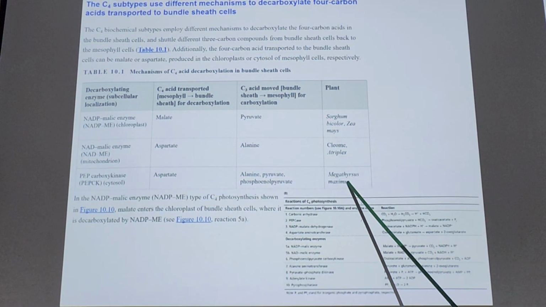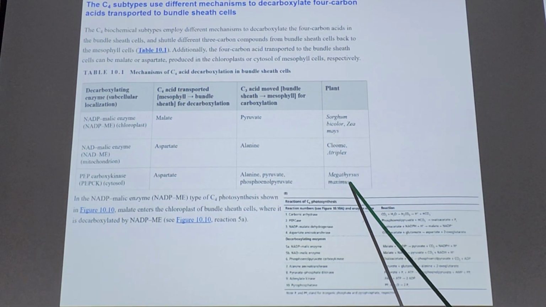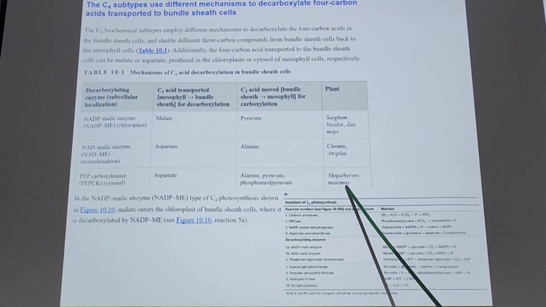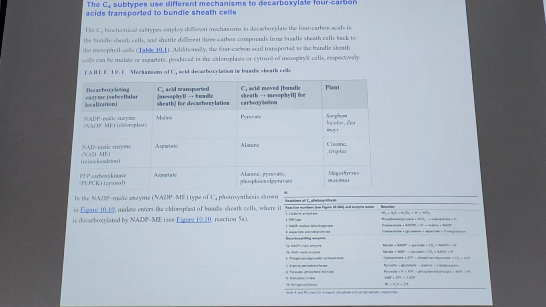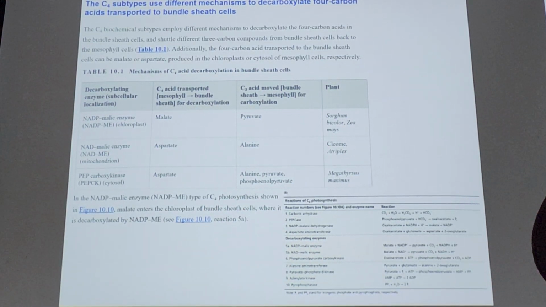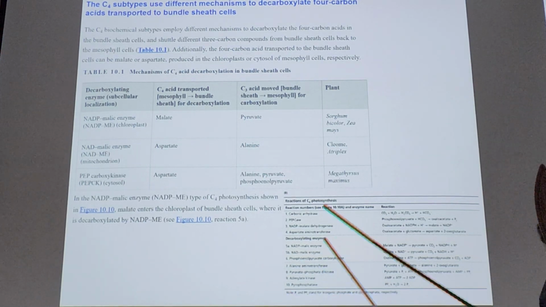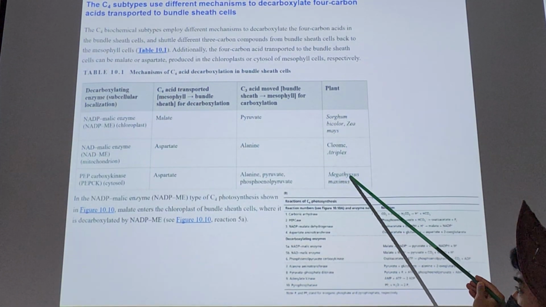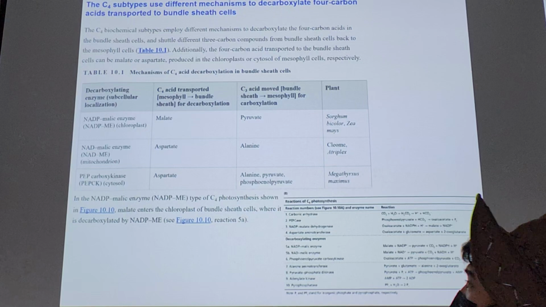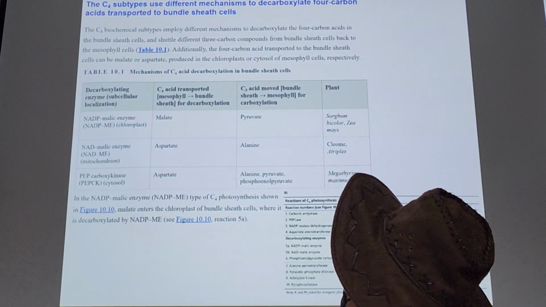And then Megathyrsus, I think this is the new name for the Guinea grass. The Guinea grass that I learned about a long time ago, its name was Panicum maximum, I think. That was 20 years ago. I think the name has changed now. You can double check. I think this is the new name for Guinea grass.